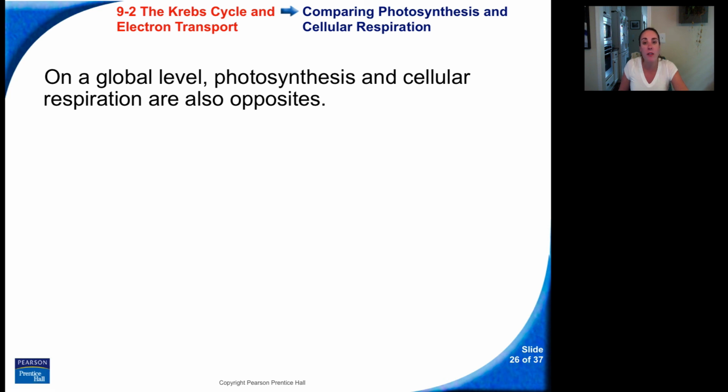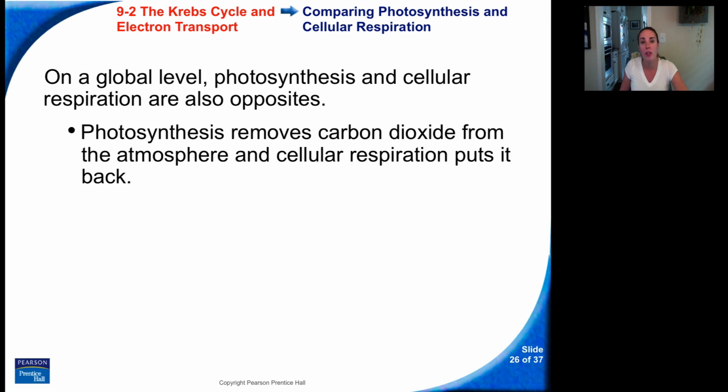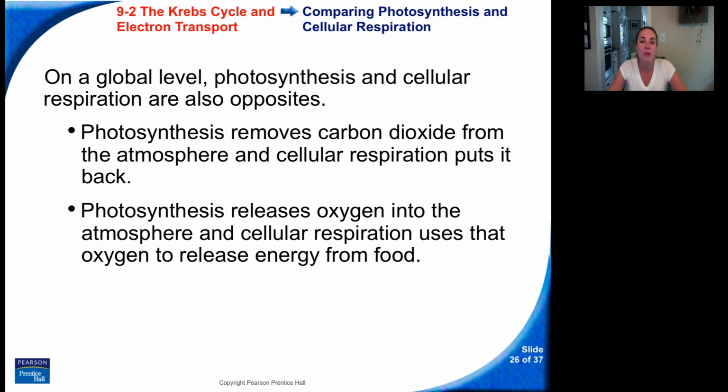On a global level, photosynthesis and cellular respiration are also opposites. Photosynthesis removes carbon dioxide from the atmosphere, and cellular respiration puts it back. Photosynthesis releases oxygen into the atmosphere, and cellular respiration uses that oxygen to release energy and food.